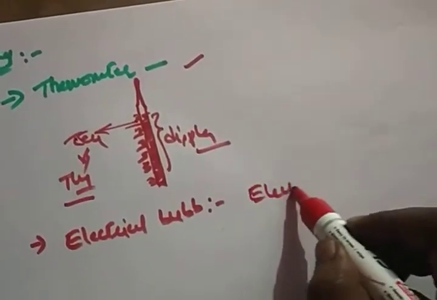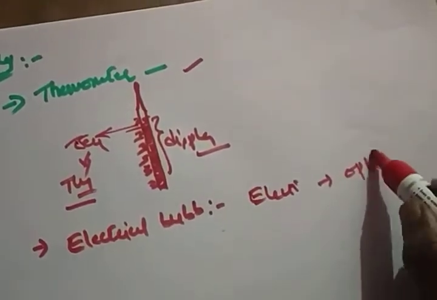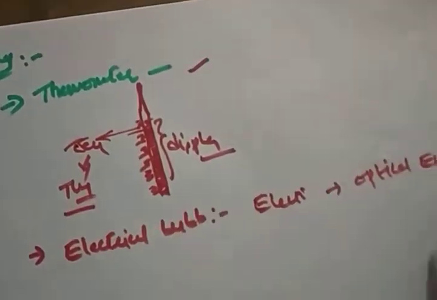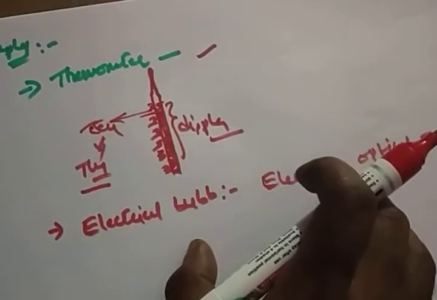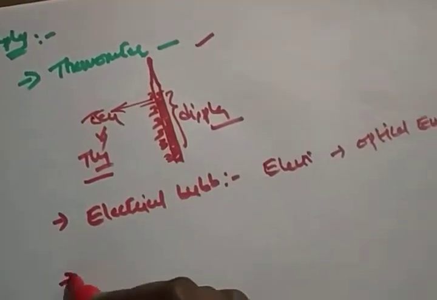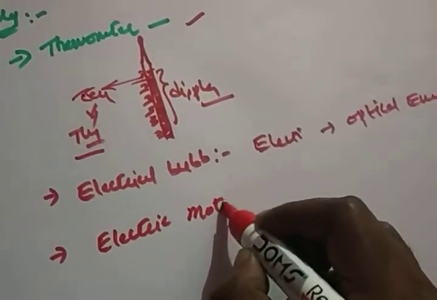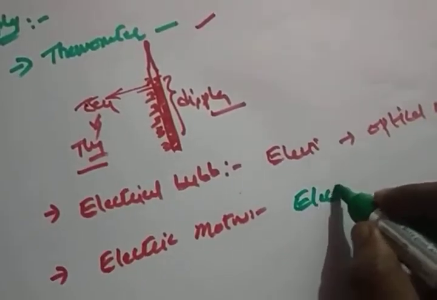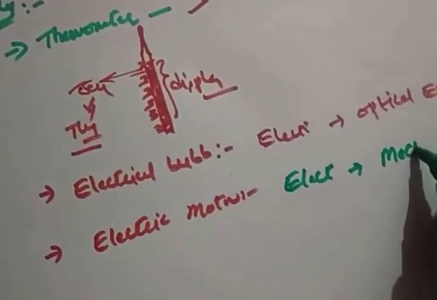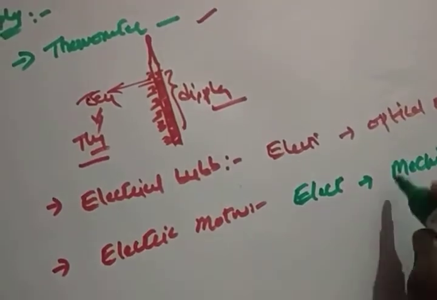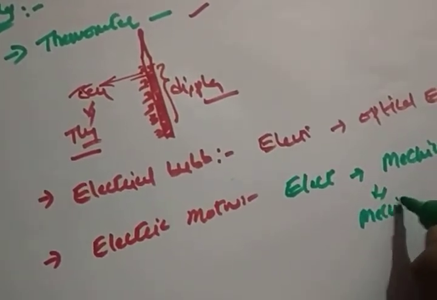An electrical bulb converts electrical energy into optical energy. It's nothing but one form of energy into another form of energy. After that, an electric motor converts electrical energy into mechanical energy. It's like a transducer, so it is a mechanical transducer.